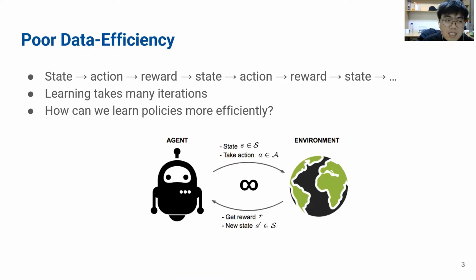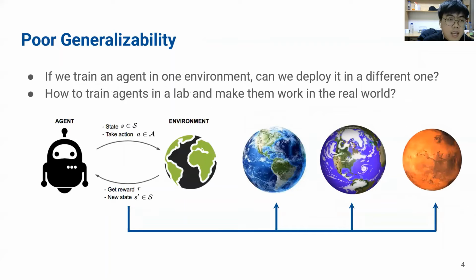As you can see, when the agent in the state executes the action, gets the reward from the environment and moves to the next state, then if we start another action and get the reward and move to another state, this learning process has many iterations, and we need to find a way to learn the policy more efficiently. And the second problem is poor generalizability.